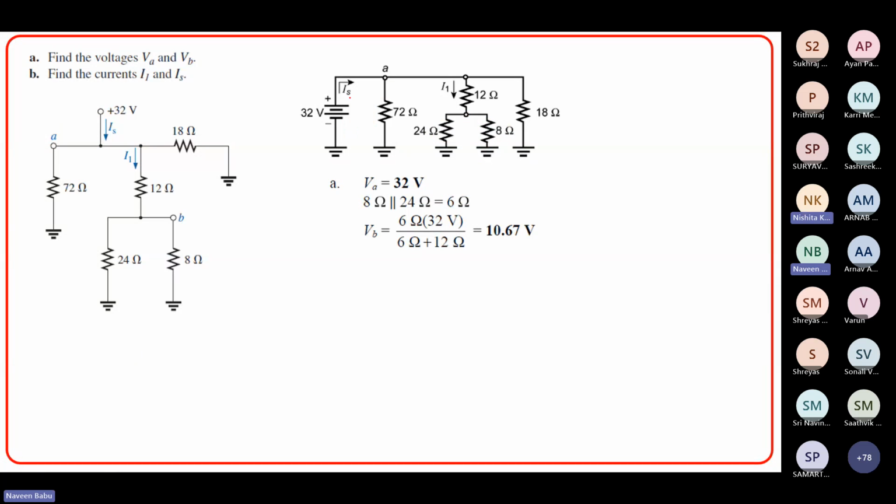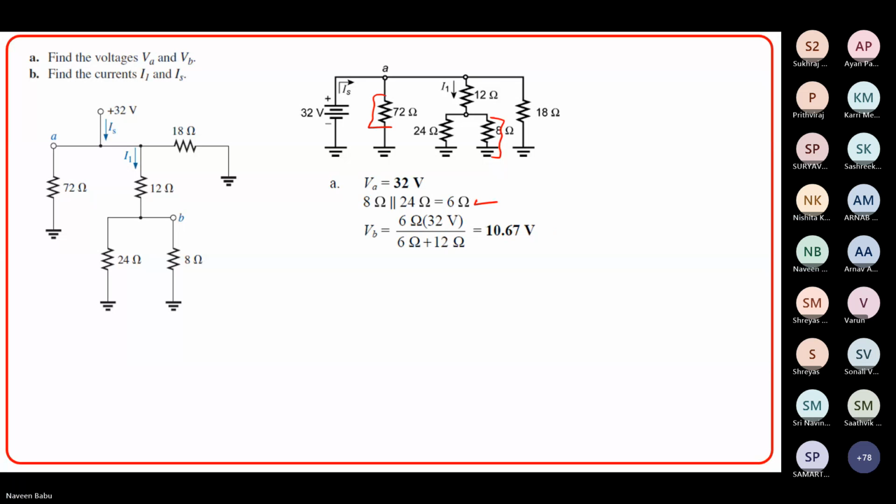So VA, as I said, is this voltage, and VB is this particular voltage. And how do you find that? This 8 parallel 24 is 6. So using the voltage divider rule, 6 multiplied by 32 divided by 6 plus 12 is 10.67 volts.